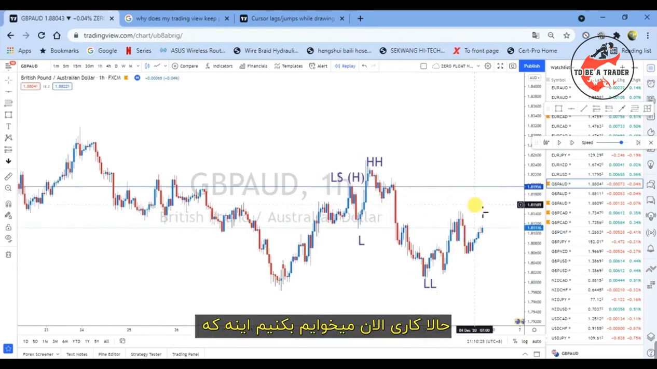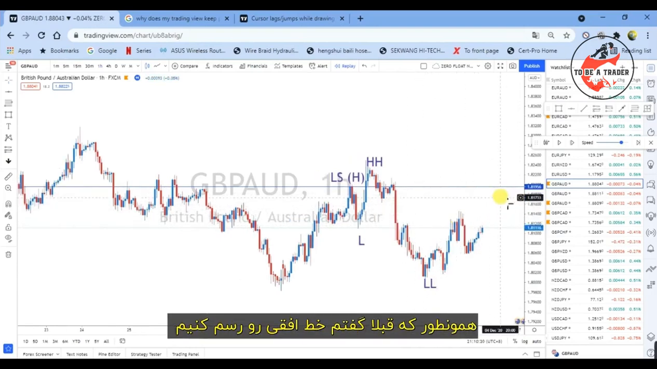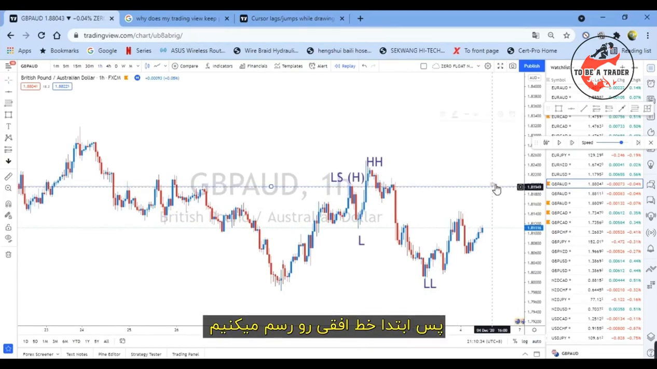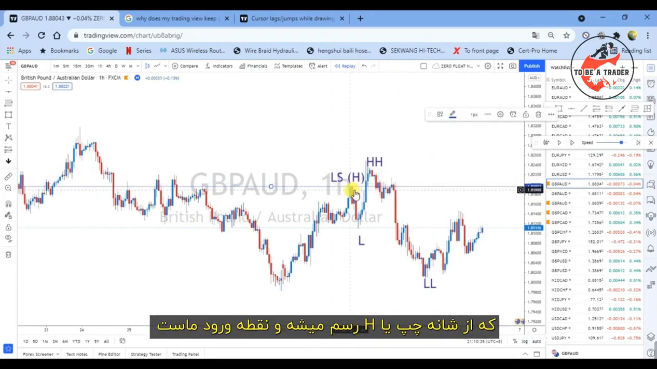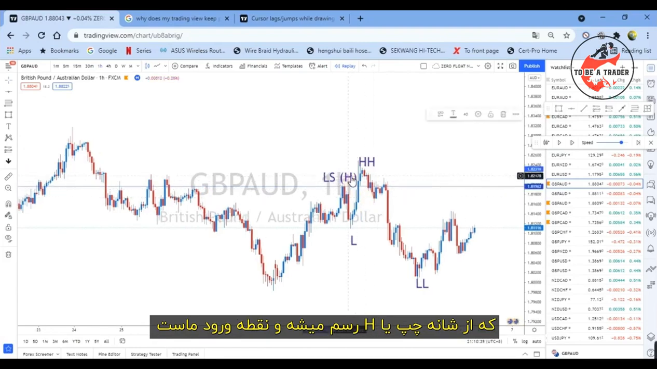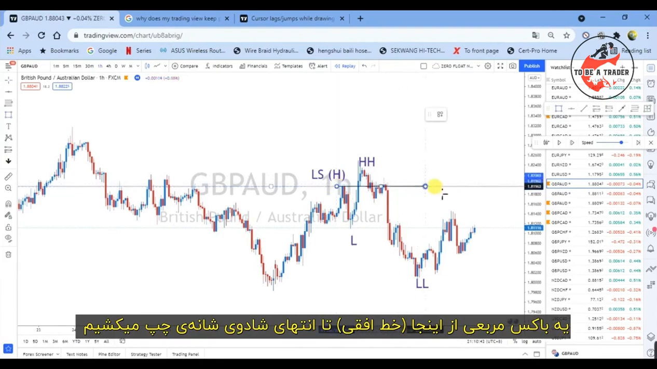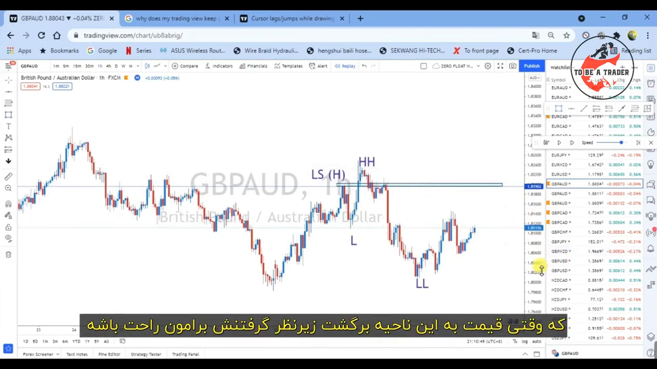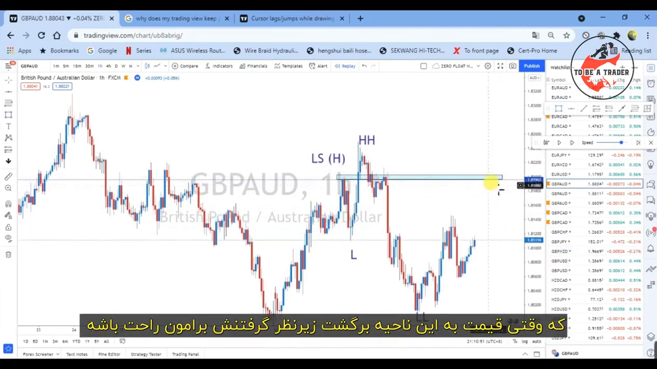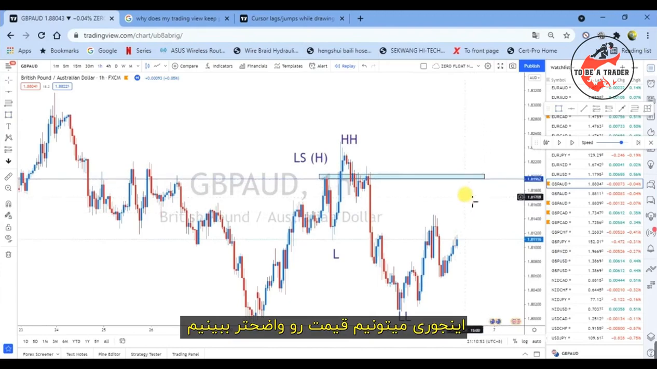What we would want to do now is, like I said, we mark the horizontal line. So first we mark the horizontal line at the entry point with the left shoulder, or the high. Next we mark the zone. So we draw a square box from here up to the shadow of the left shoulder. As long as it's easy for us to monitor when price comes back in this area, then we're able to see it clearly.